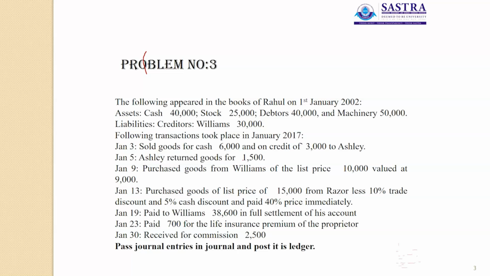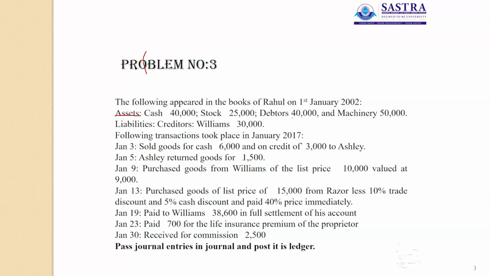First one is Rahul started a business. So the opening balances are assets. Here the value of assets is cash 40,000, stock 25,000, debtors 40,000, machinery 50,000. All assets show debit balances. So what is the journal entry for this? Cash account debit 40,000, stock account debit 25,000, debtors account debit 40,000 and machinery account debit 50,000. So all the assets are recorded as debit balances.